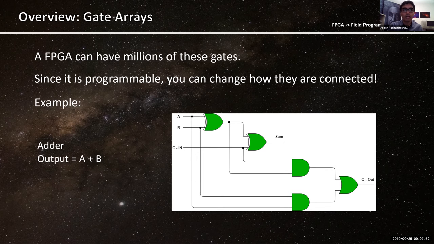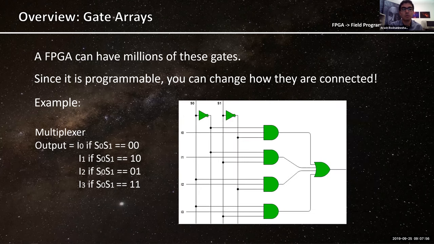However, a designer might want to implement a multiplexer. So they can change how these gates are connected to each other, and they have their new design, which is a multiplexer. Here, the output depends on the switches S0 and S1. By choosing the right input, you can shift the input to the output, based on the switches that you have. So it's completely programmable.